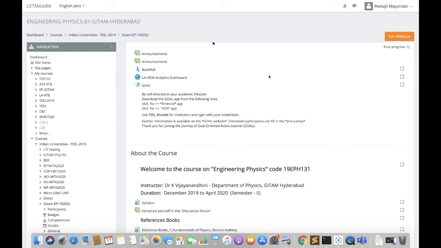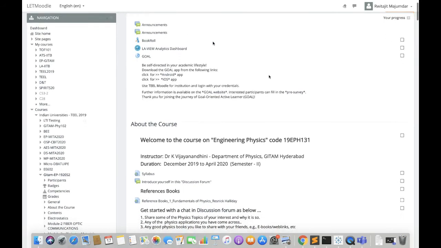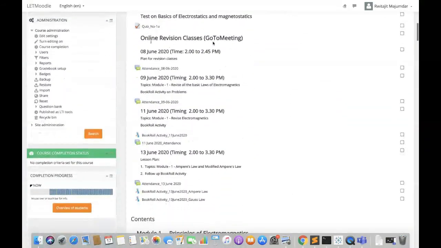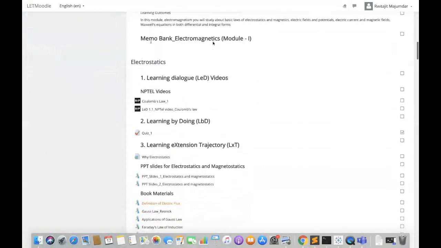Let me give an example of how to use the TEAL platform for teaching learning activities. We start off with the learning management system, and in this example, I have selected the engineering physics course, designed by Dr. Vijay Nandini from Hyderabad. She has added all the learning materials and learning activities that a student needs, and also there is BookRoll, which has all the lecture material and the textbook that she has uploaded.